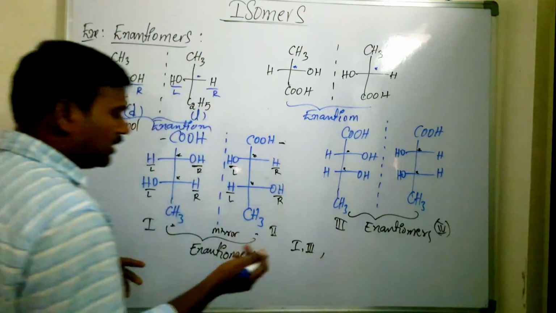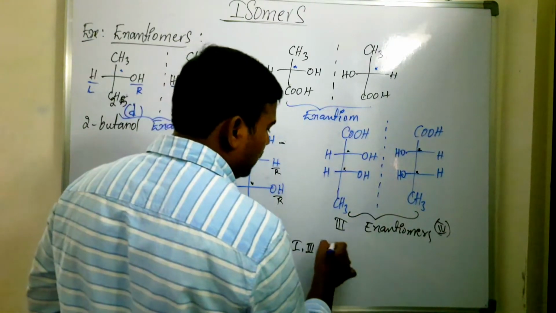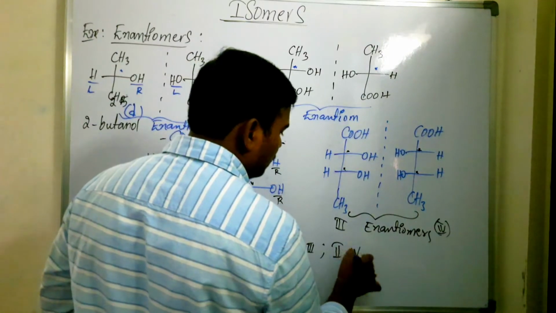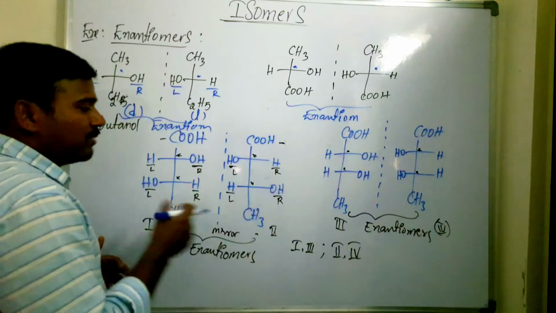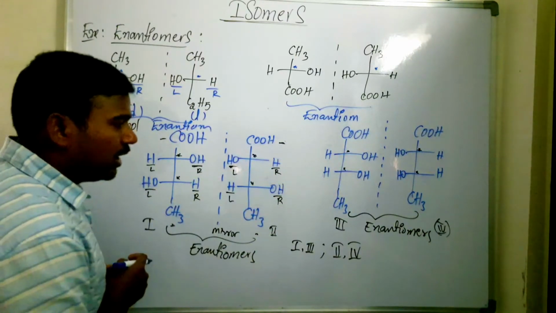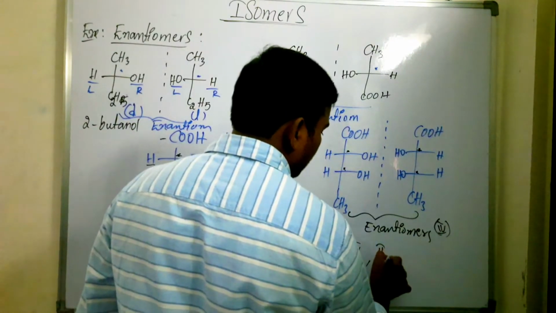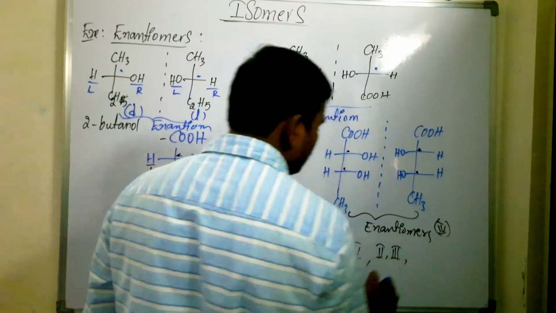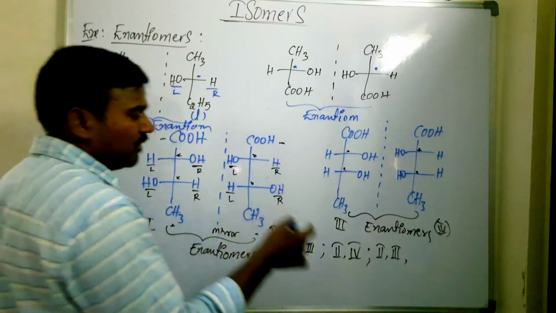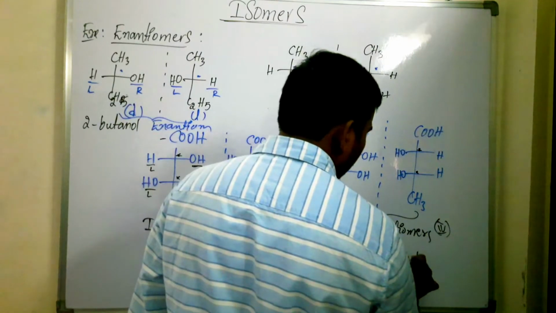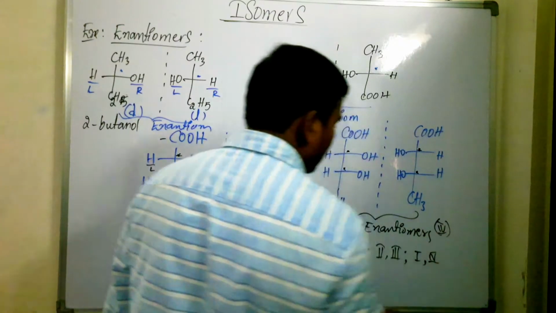And also you take another compound. You take the 2 and 4 also. 2 and 4 are also non-superimposable and non-mirror images. They come under diastereomers. And also you can take 2 and 3 also. They are non-superimposable non-mirror images, 2 and 3. And also you take the 1 and 4 also. 1 and 4 also come under diastereomers.